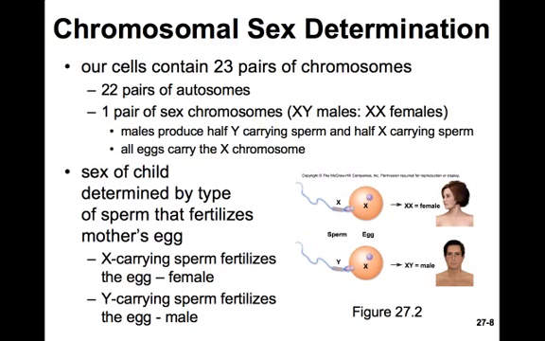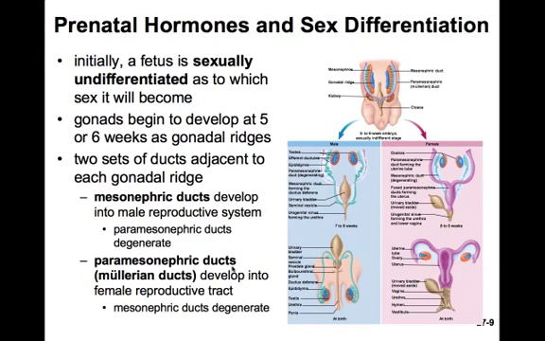So that's a nice introduction into looking at chromosomal sex determination. All our cells have 23 pairs of chromosomes. 22 of them are autosomes, and one pair of them is sex chromosomes, XY in males and XX in females. Males produce about half Y-carrying sperm and half X-carrying sperm. And reproductively viable females only generate X chromosomes. Thus, the male determines the sex of the child. So now let's look at how sex differentiation happens. It all has to do with some prenatal hormones.